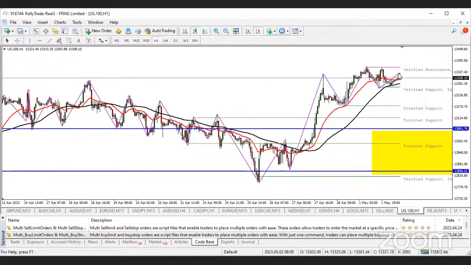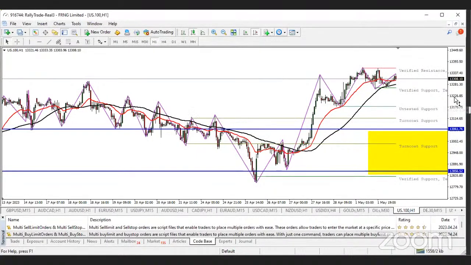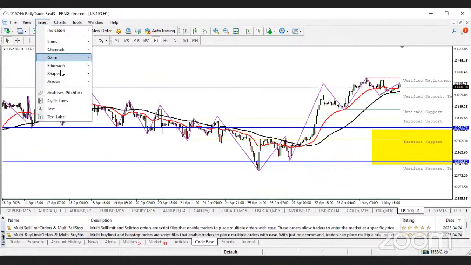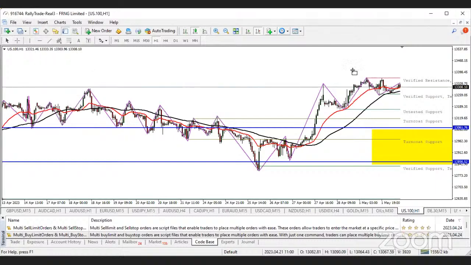So there are two things involved. Either you wait for it to break above that resistance, then you can take a buy around that particular region. Yes, look forward for it to break above that resistance, then you can take a buy around that particular point. Let's use this.